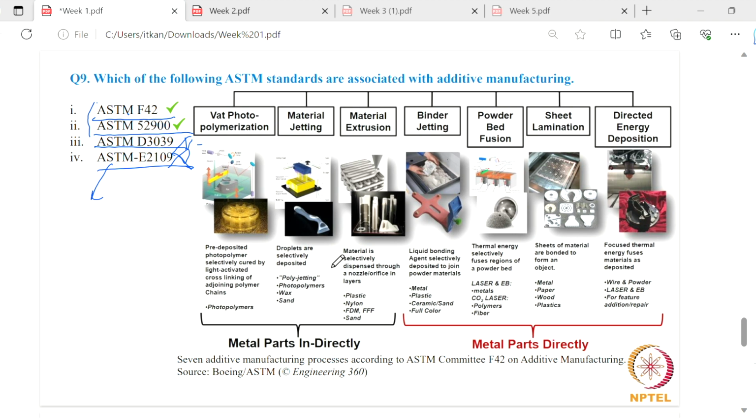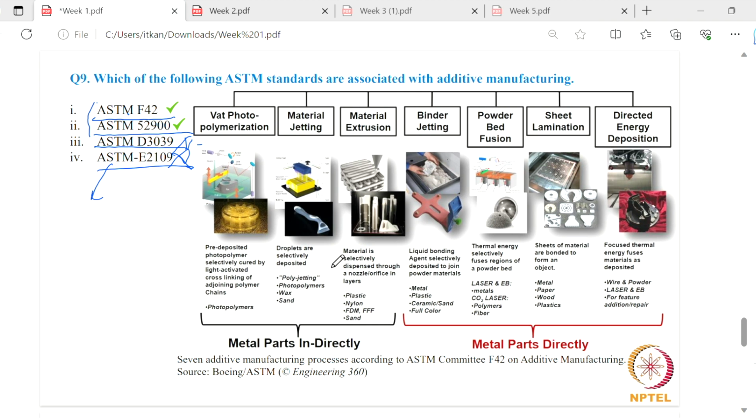Then there is material jetting, which is used for wax and sand. In material jetting, multiple materials are jetted at a time. In the FDM process we can also use dual material, but the accuracy is very low. In material jetting, the accuracy is very high. The material comes in the form of a jet, droplets are deposited, and the accuracy of the printed product is much higher than the FDM process.